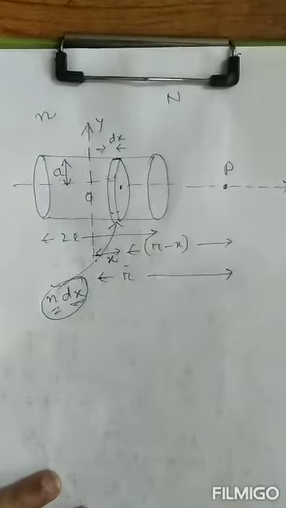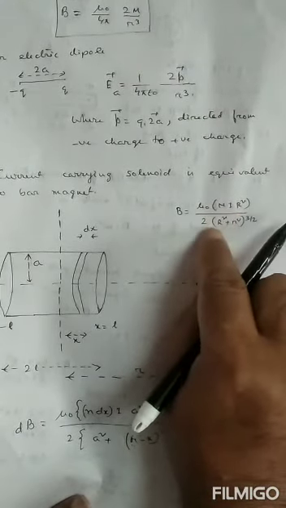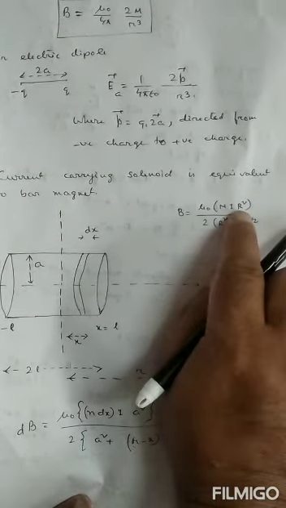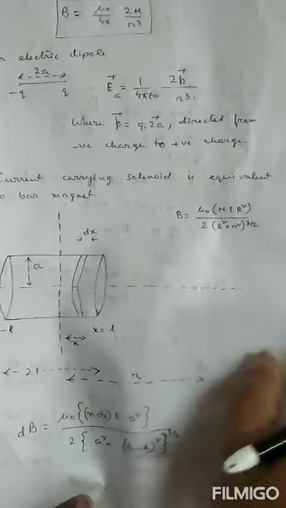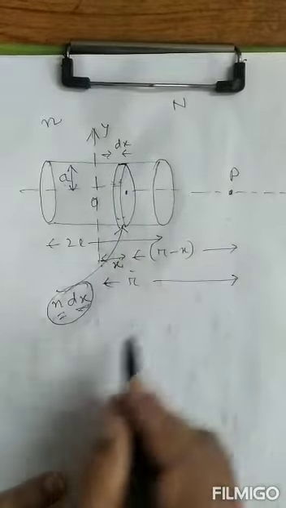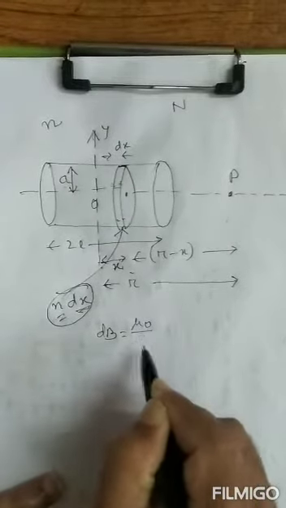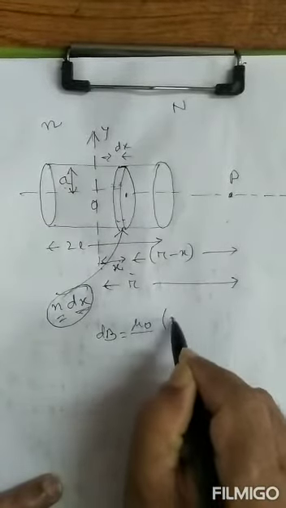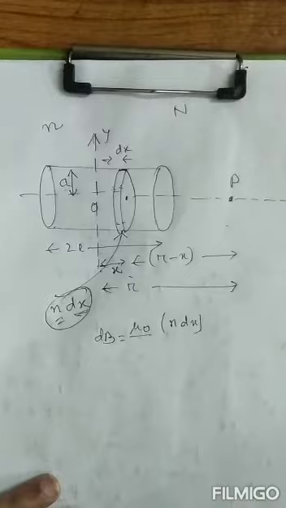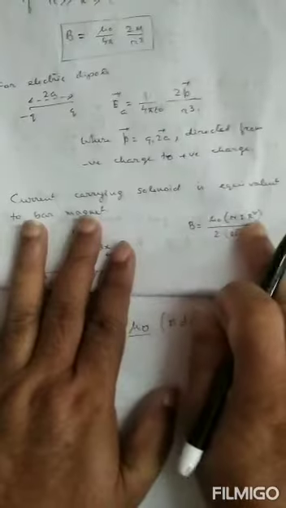Now in the case of a circular coil, what is B? It is mu 0 N i R square divided by twice R square plus r square whole to the power 3 by 2. This capital R is the radius of the coil, and this small r is the axial distance. So for this circular loop, what is the value of dB at the point P? dB is equal to mu 0, with N being n into dx, then i, R square.